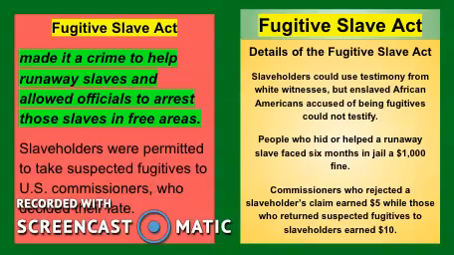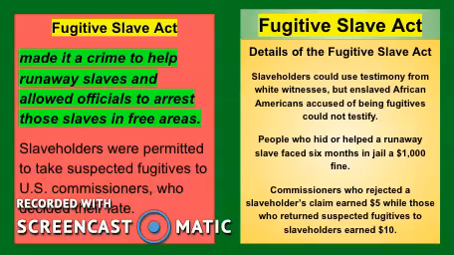The newly passed Fugitive Slave Act made it a crime to help runaway slaves, and it allowed officials to arrest those slaves in free states. Slaveholders were permitted to take suspected fugitives to U.S. commissioners who sadly decided their fate. Slaveholders could use testimony from white witnesses, but enslaved African Americans accused of being fugitives could not testify, nor could people who hid or helped a runaway slave.